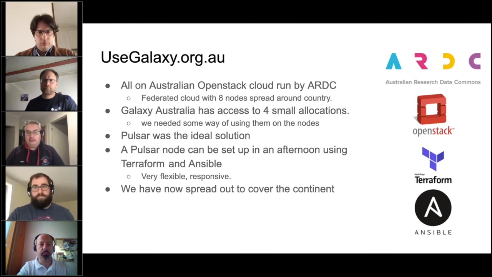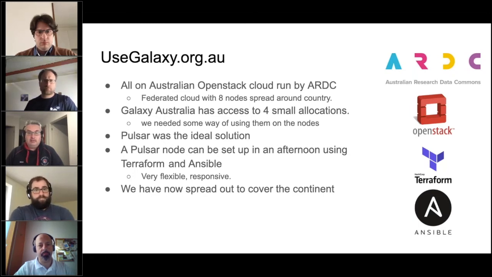And Galaxy Australia was given access to some allocations, but they're all fairly small, and we needed some way of collecting all these nodes together to be able to make them work. And Pulsar is the ideal solution for this, for all the reasons that Nate talked about before. By using Ansible, which is a lovely bit of software, and Terraform, which is a method of interacting with clouds and provisioning VMs in clouds very quickly, we found that we were able to set up a Pulsar node in an afternoon and have it accept jobs almost straight away.